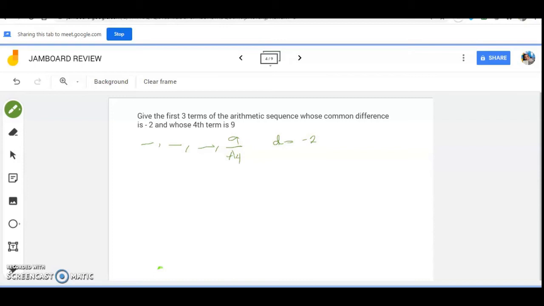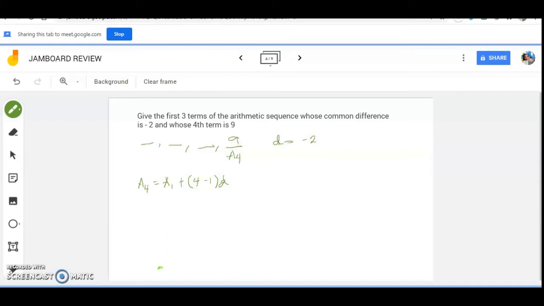Try natin. Meron na tayong last term which is a sub 4. Ang first term ay nawawala. Ang value ng n ay 4 pa rin kasi fourth term yung meron. Ang common difference ay negative 2. So, let's try to find the first term. Fourth term is 9. So, hanapin natin yung kanyang first term.